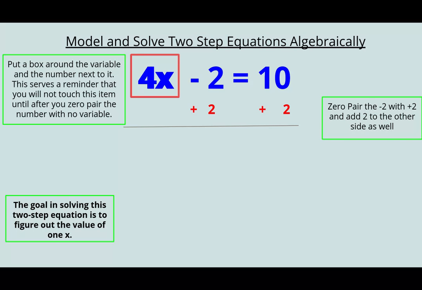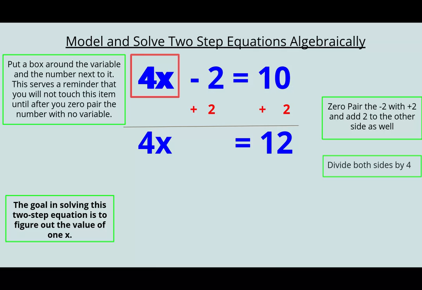And then I'm going to draw a line because now I have created a zero pair. -2 and +2 is 0. And I don't have to write it. I just know it. -2 + 2, 0. So now I'm going to bring down what's left. Now what's left? I'm left with 4x equals 12. Remember, the 10 becomes a 12 now because whatever you do on one side, you have to do to the other. I need to add 2 to both sides.